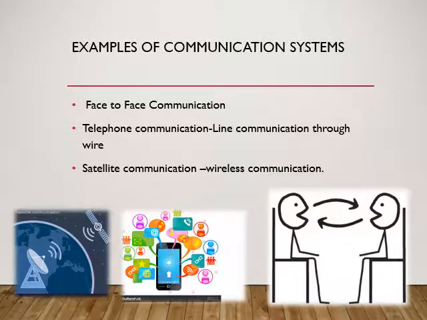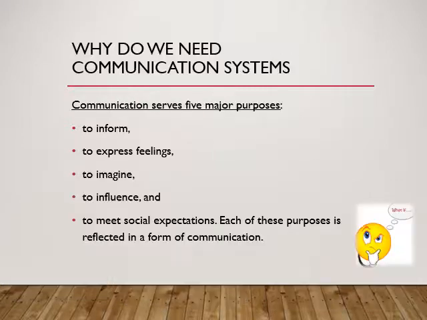Examples of communication system: first one is face-to-face communication, normal communication. Then telephone communication. This communication is done by wire, that is line communication. Third one is satellite communication. It is also called wireless communication.